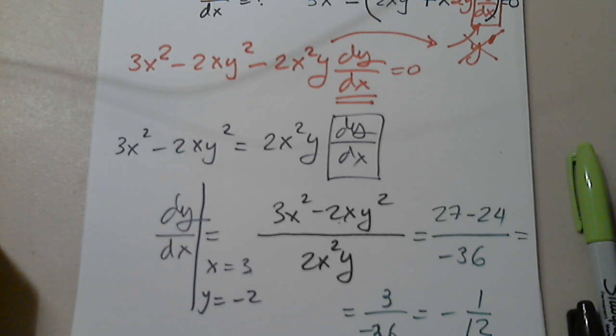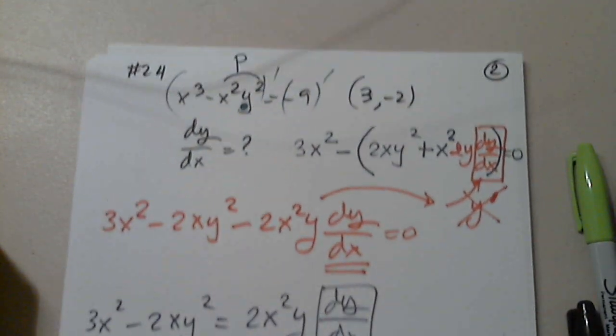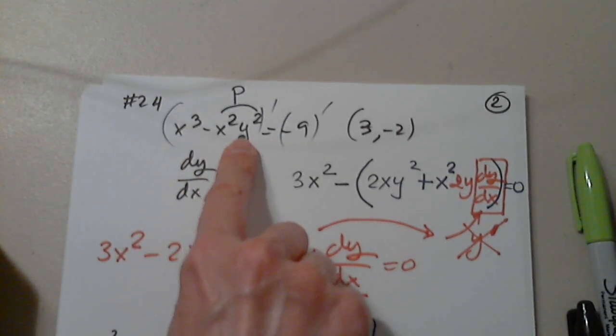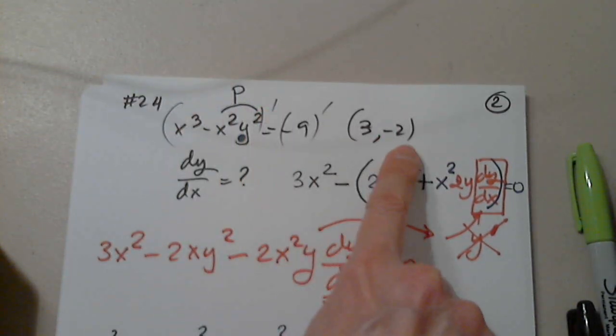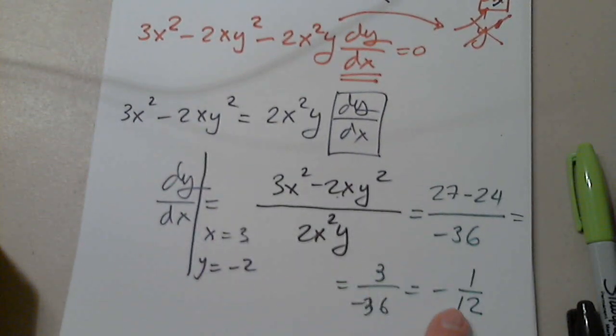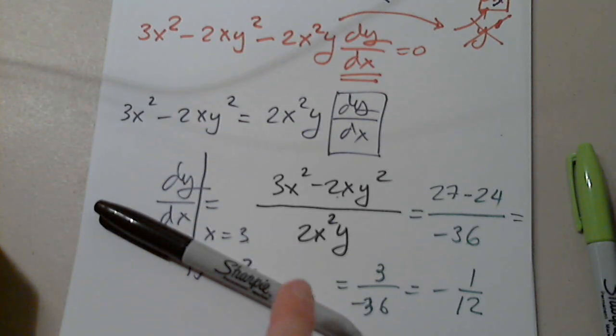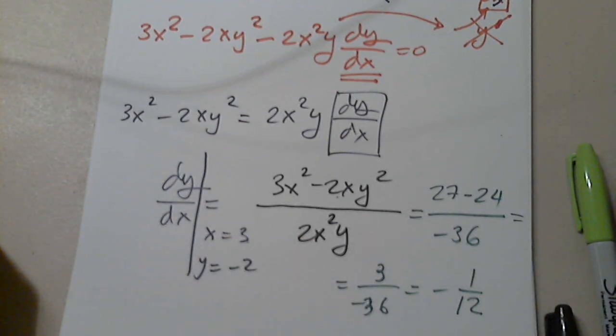Any questions, please, on this? So what does this represent? It represents the slope of the tangent to this curve, to y. The slope of the tangent at this point. What is the slope? Negative 1/12, something like this. It's a negative slope, it's a decreasing line. Okay, very good questions. Anything else you would like to work on?